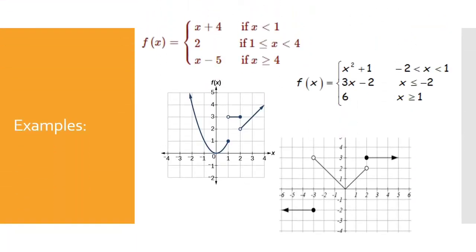Here are some examples. On this first example, we have x plus 4 if x is less than 1. We have 2 if x is between 1 and 4, and x minus 5 if x is more than 4. This is an example of an equation of a piecewise function. The other ones are just different types of piecewise functions. None of them are related to each other. These are just examples of 4 different piecewise functions and how you may see them.